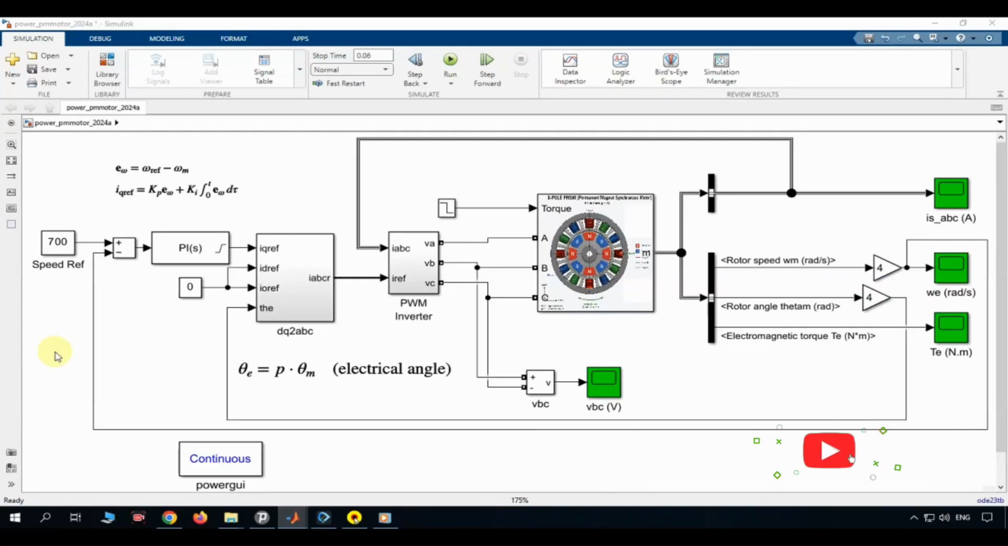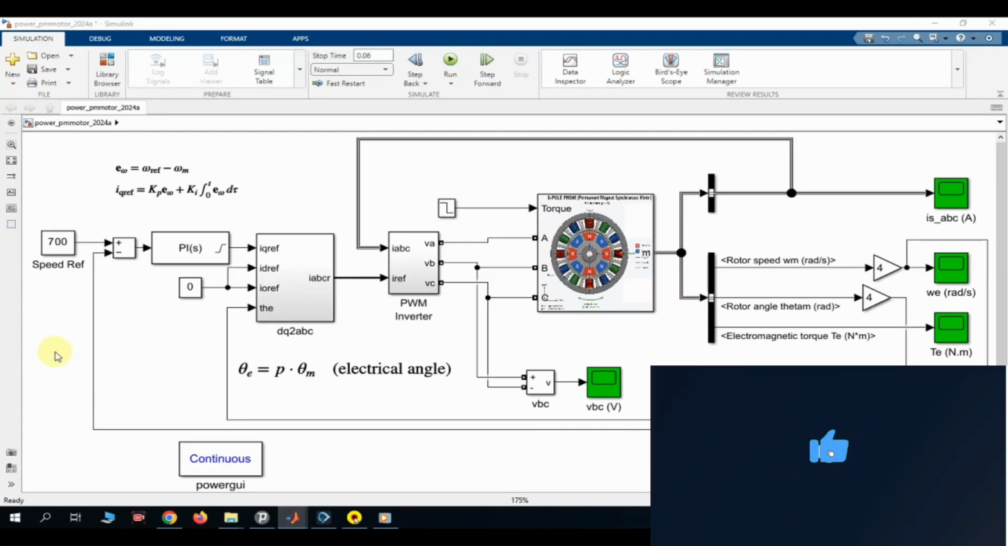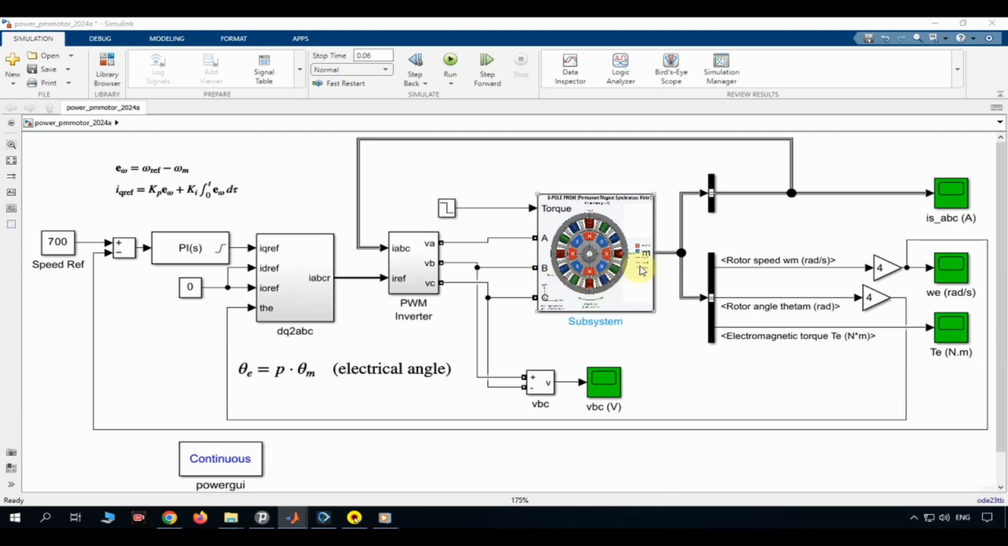Welcome to this tutorial. In this video, we're going to break down a complete vector-controlled drive for a permanent magnet synchronous motor built in Simulink. If you look at the screen, what you see isn't just a random collection of blocks. It's the standard architecture used in nearly every modern high-performance electric vehicle, industrial robot, and CNC spindle drive.